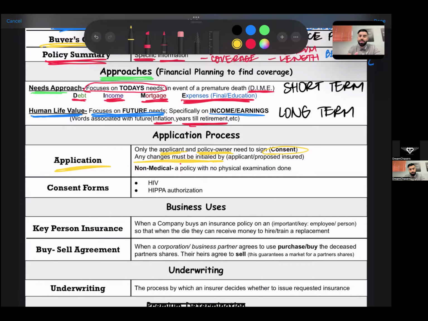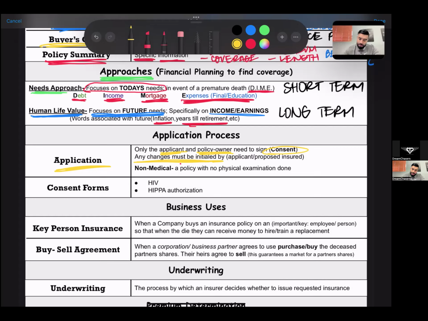Now, this is old school. When we used to do paper applications, if there were any changes made, you wouldn't have to start the application all over again. You would just put your initials next to it so that the company knows that it was the applicant that authorized that. But now, because everything's done electronically, if anything's missing, you just go back and correct it.